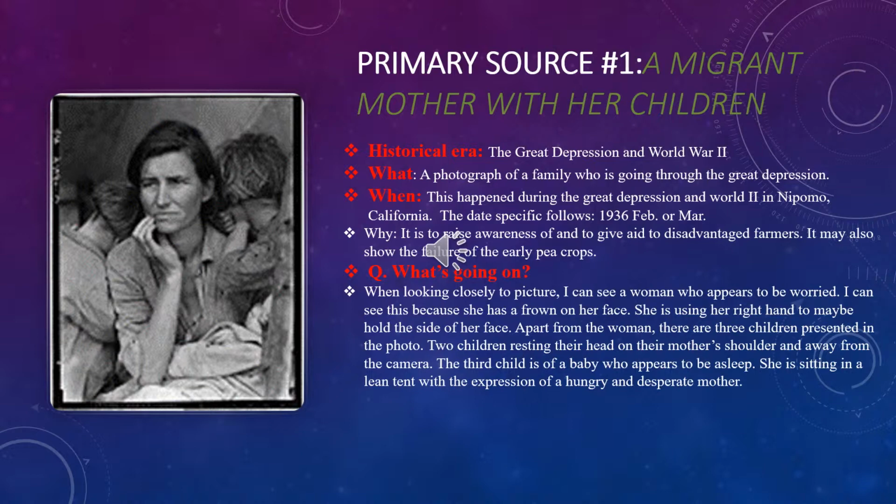Apart from the woman, there are 3 children presented in the photo. 2 children are resting their heads on their mother's shoulder, away from the camera. The third child is a baby who appears to be asleep. She is sitting in a lean tent with the expression of a hungry and desperate mother. The picture of a mother with her children symbolizes resilience in the face of hardship and difficulties and even danger.